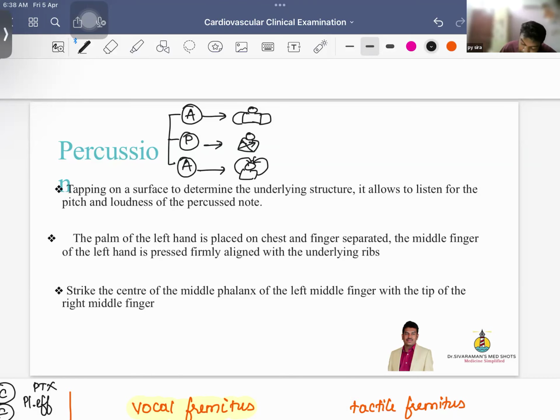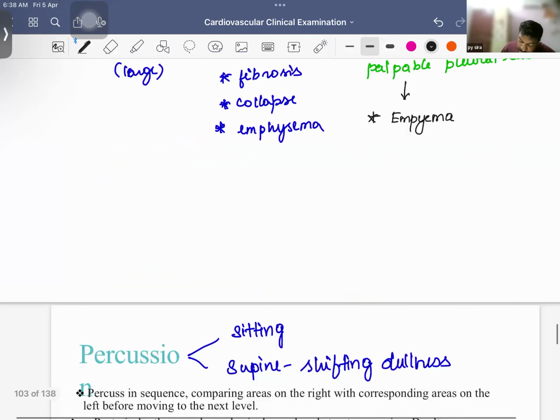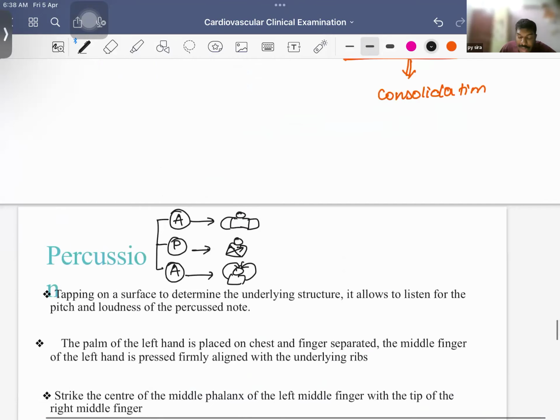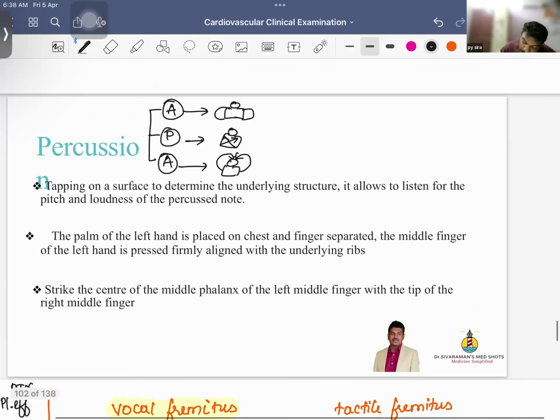Another very important one is the rules of percussion. The direction of percussion is always from resonant to non-resonant area, so always go from the normal side to the abnormal side, and you have to compare both sides.